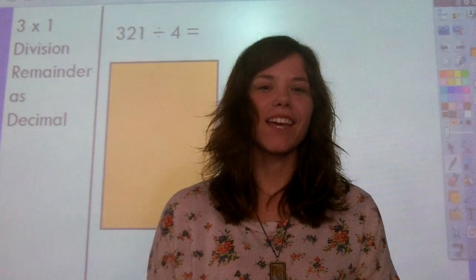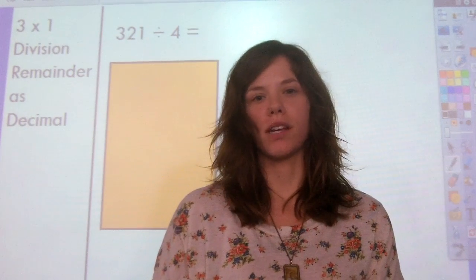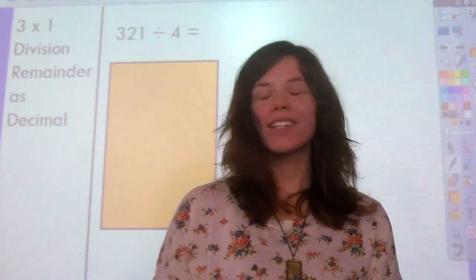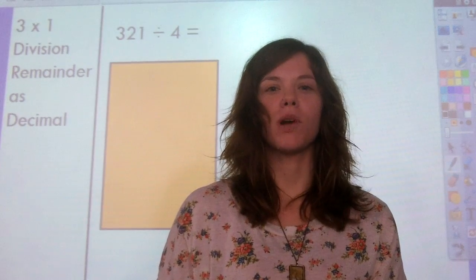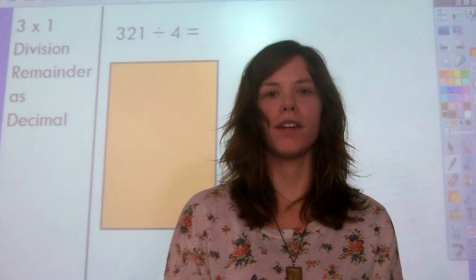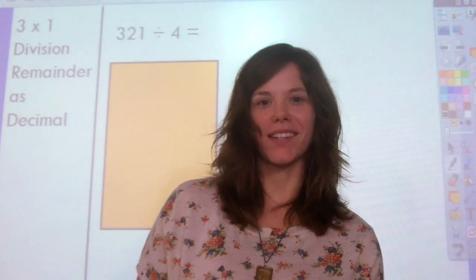Hey guys, today we're going to keep practicing dividing and writing the remainder as a decimal. What you should remember from yesterday is that it doesn't really change anything about the division process. It just means when you run out of numbers, you have to add a decimal and then a 0 in your dividend. Let's do 3 examples and then you're going to practice on your own.